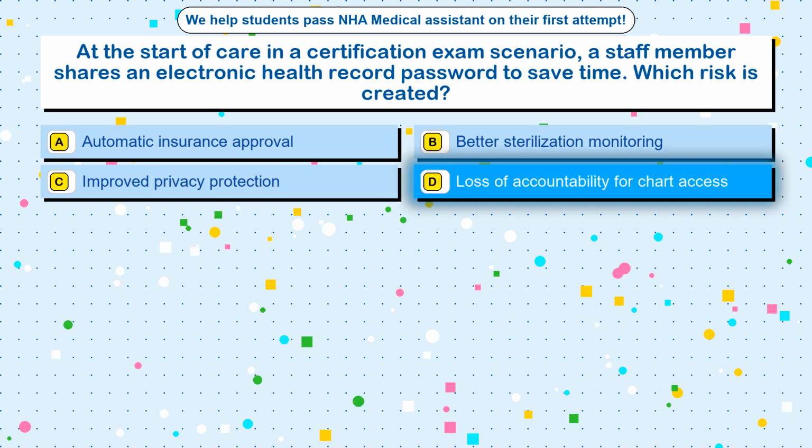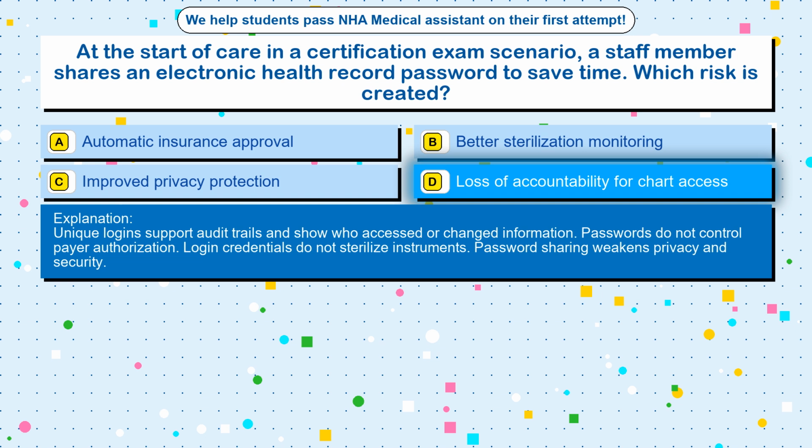The correct answer is option D. Loss of accountability for chart access. Unique logins support audit trails and show who accessed or changed information. Passwords do not control payer authorization. Login credentials do not sterilize instruments. Password sharing weakens privacy and security.